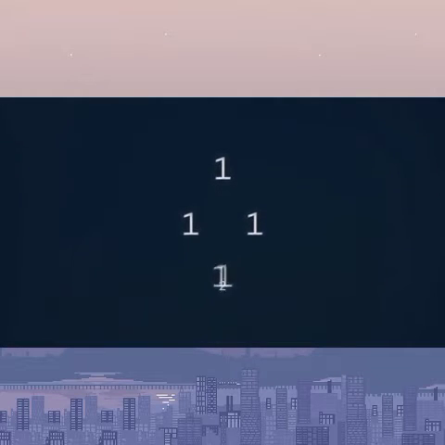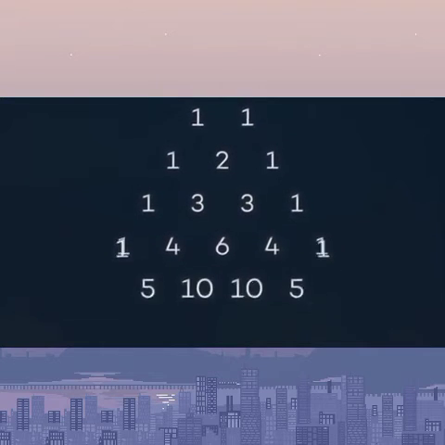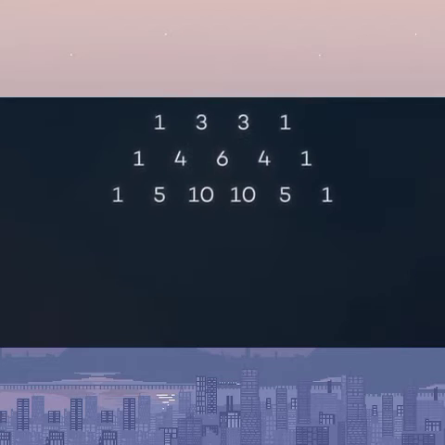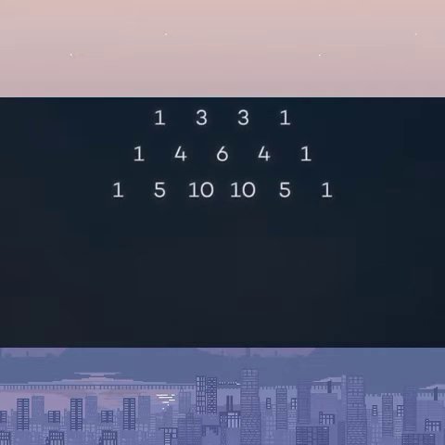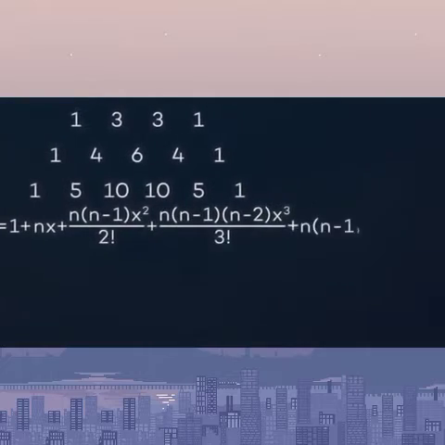Over time, people worked out a general formula for the numbers in Pascal's triangle, so you can calculate the numbers in any row without having to calculate all the rows before it. For any expression 1 plus x to the n, it is equal to 1 plus n times x plus n times n minus 1 times x squared on 2 factorial plus n times n minus 1 times n minus 2 times x cubed on 3 factorial, and so on. And that's the binomial theorem.